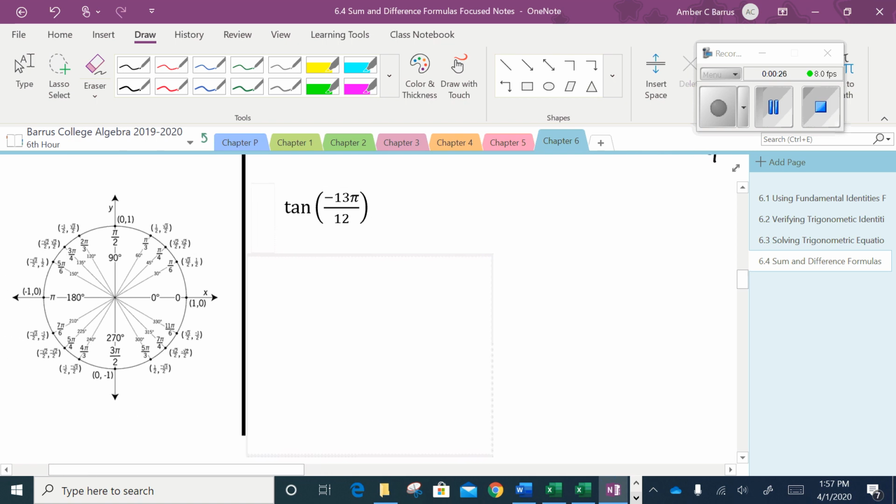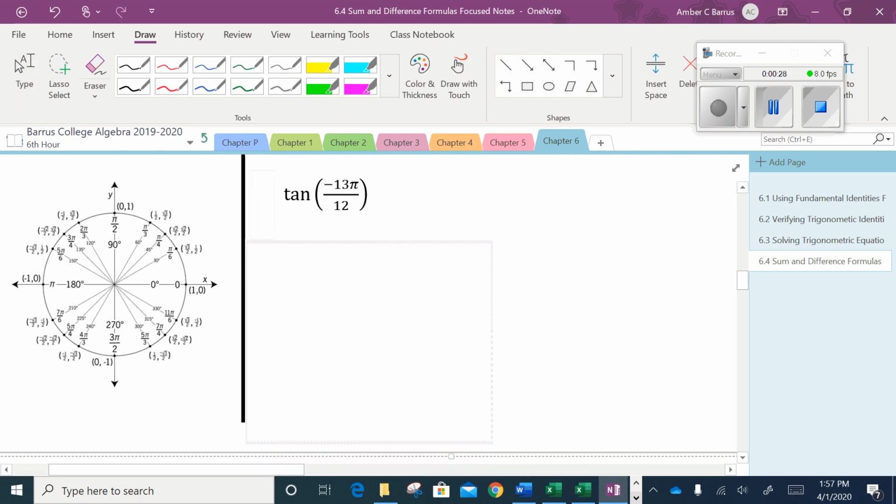Now, if we look at our unit circle, we see that we don't have 12 in any of the denominators, which could make it a little bit tricky to know what I should use. If, however, we were to divide this unit circle into 12ths, then we'd have an easier time. So let's go ahead and do that.